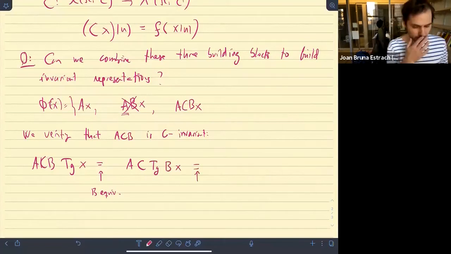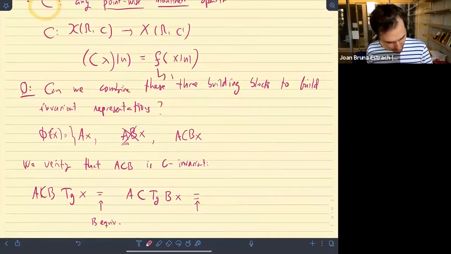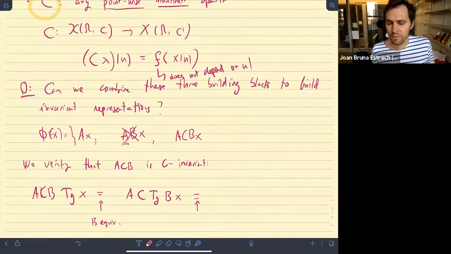Now, because this operator C is pointwise, what happens when you combine a transformation in the domain with an operator that is elementwise, that is pointwise? So think about an image, right? You have an operator that is just taking any information you have at every pixel and changing it by the same function all the time. This function does not depend on you, right? So think of it as you are changing the colors.